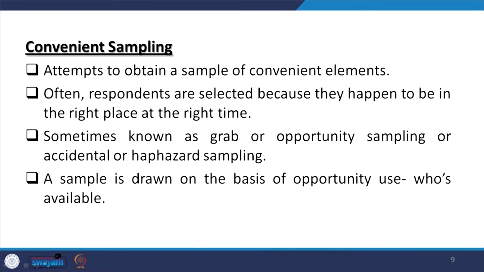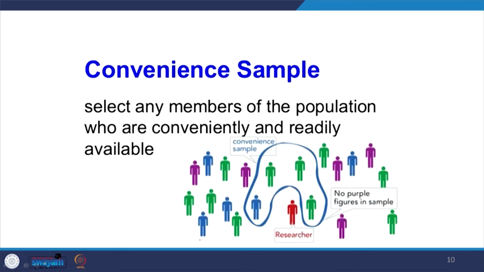Often respondents are selected because they happen to be in the right place at the right time. This is sometimes known as grab or opportunity sampling, or accidental or haphazard sampling, and a sample is drawn on the basis of opportunity. Basically, we use who is available. That is also called convenient sampling. Usually you might have seen researchers take the sample conveniently from their own area, from their own proximity. That is also one form of convenient sampling.